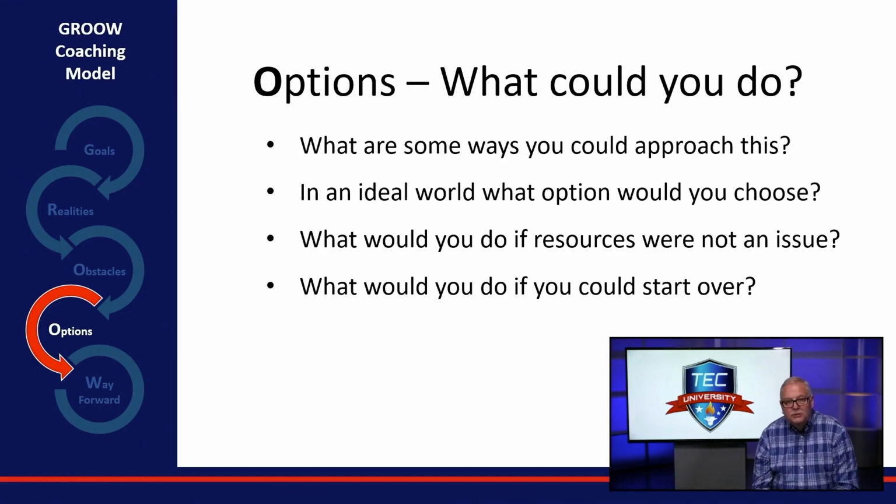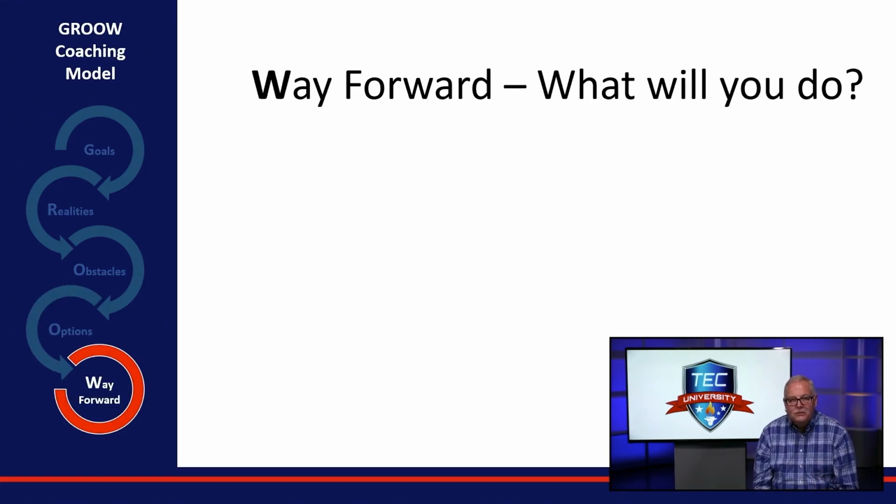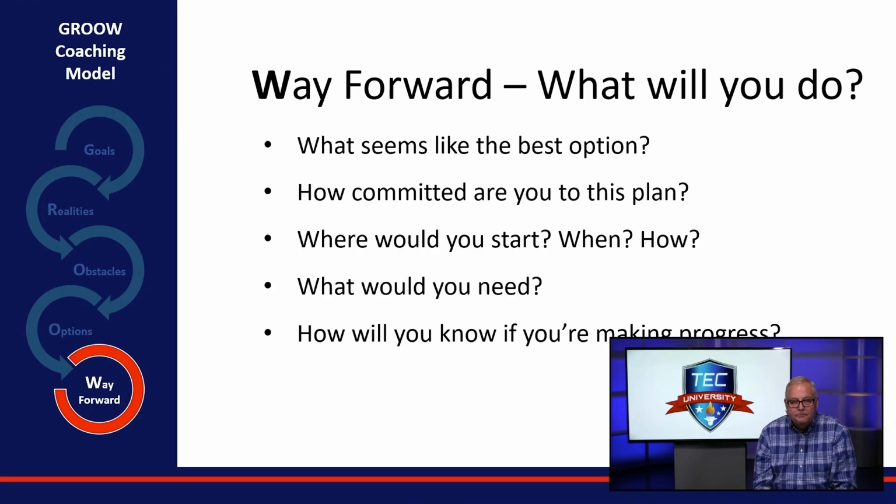So we look at our options, and then lastly, once we've done that, now we're ready to sit down and talk about what's the way forward. So we have this clear sense of, here's my goal. I know where I am now. I know what the obstacles are. I've explored a lot of the options that I have. And now I'm going to work with that person and have some conversation and partner with them to try and discover what's going to be the path forward. What do they want to do to get to where they need to be?